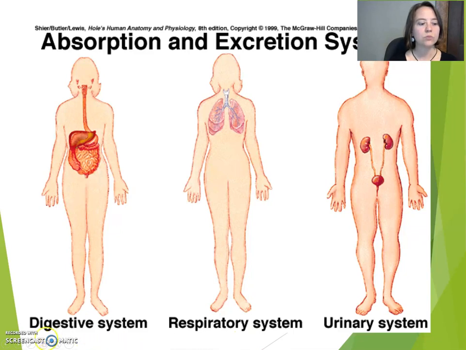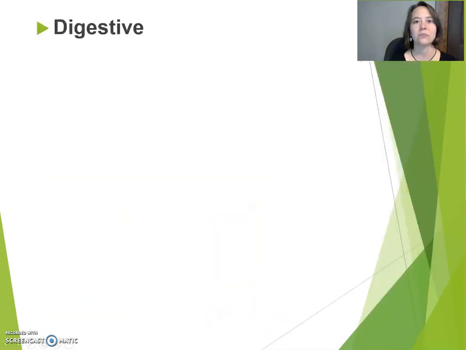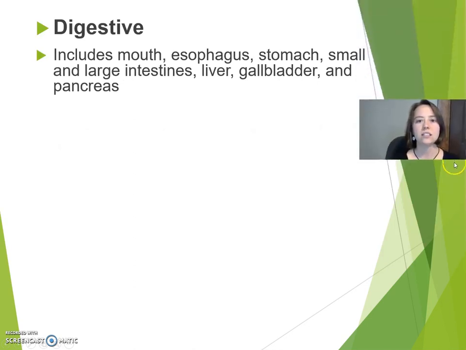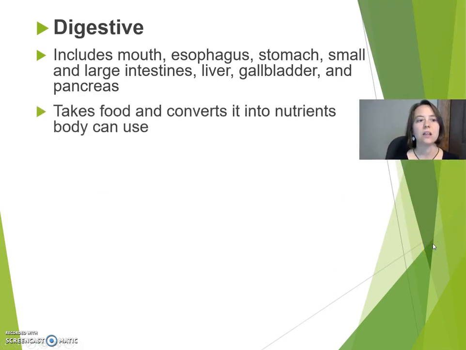Now, looking at absorption and excretion systems, we have the digestive system, the respiratory system, and the urinary system. Starting with the digestive system, it includes the mouth, the esophagus, the small and large intestines, the gallbladder, and the pancreas. The function is to take food and convert it into nutrients the body can use.